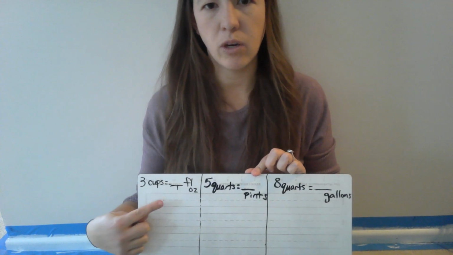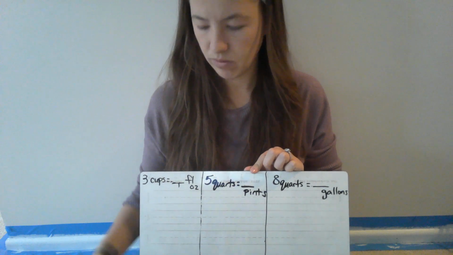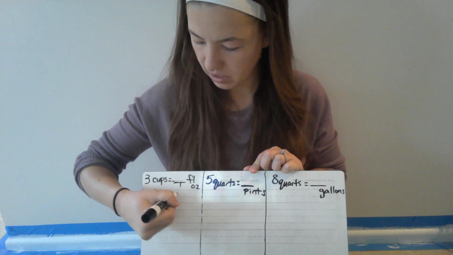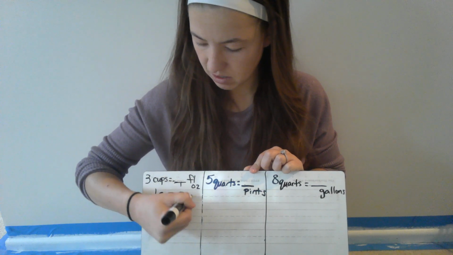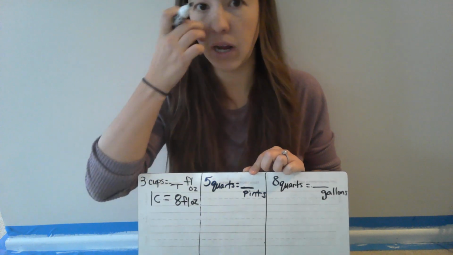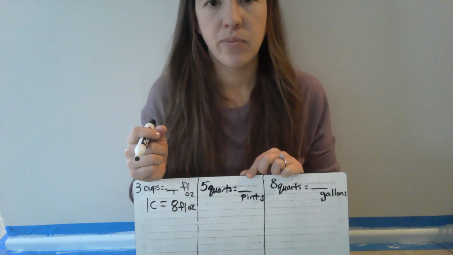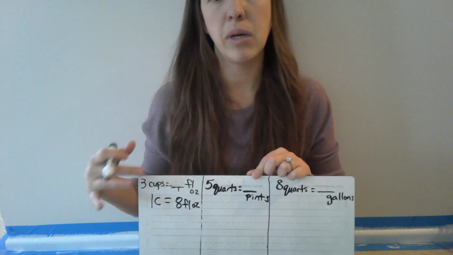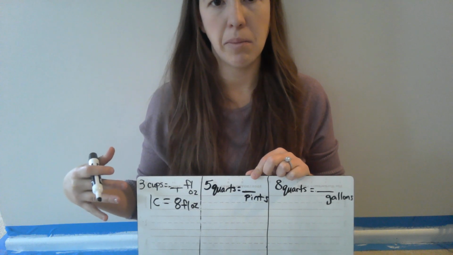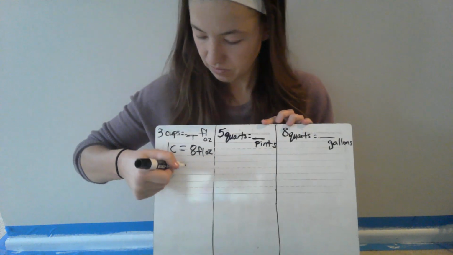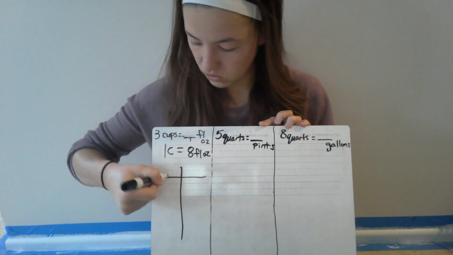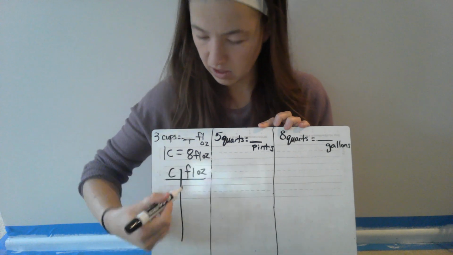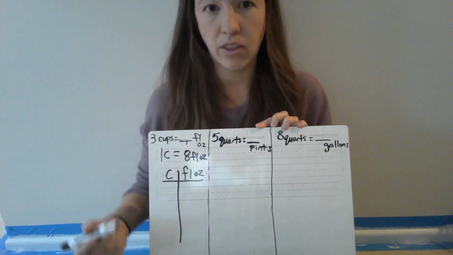3 cups equals blank fluid ounces. In our relationship chart, we know that 1 cup is 8 fluid ounces. So when I make my T-chart, I need to keep those in mind because those are going to help me build the future amounts of fluid ounces. So I'm going to put cups on one side and then fluid ounces on the other.